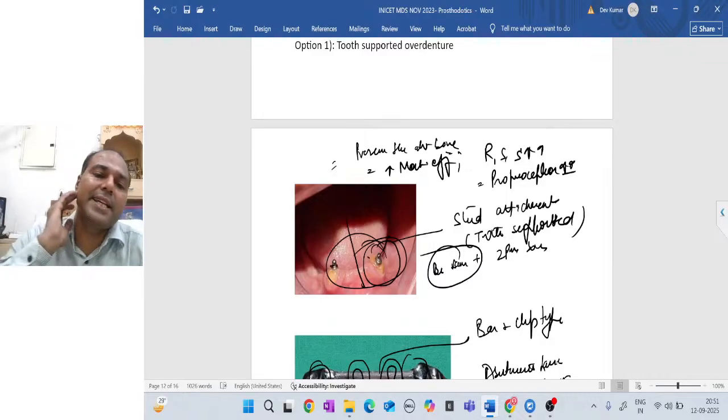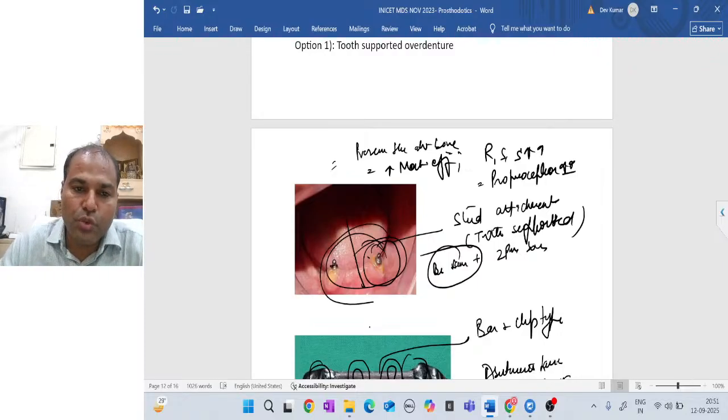ये मत करना कि एक साइड का मोलर ले लिया, एक साइड का सेंट्रल इंसाइजर. नो, we tend to use abutments in the interforaminal region. Why? Because especially for mandible, because anterior mandible is prone for resorption 4 times as compared to your anterior maxilla. That is why you do more cases of overdenture in case of mandible as compared to maxilla, right?